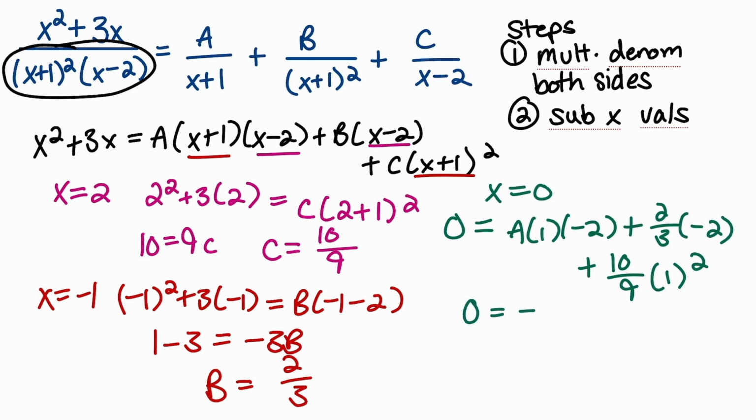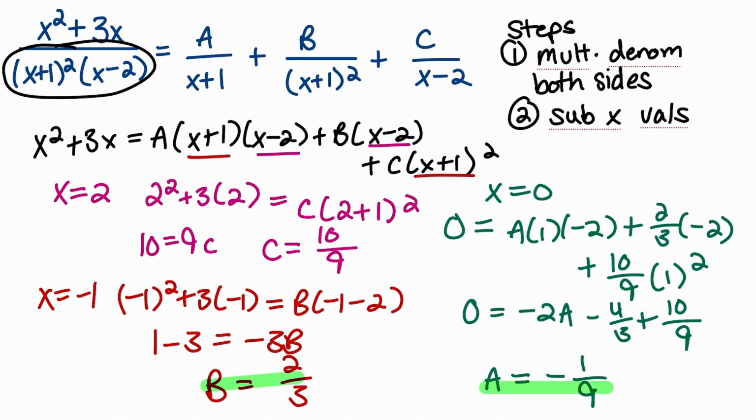So then simplifying this, you get -2a minus 4/3 plus 10 over 9. And then you will get a equals -1/9. So we have our a, b, and c values, and this is what the problem asked for. So this is your answer, and I hope it helped.